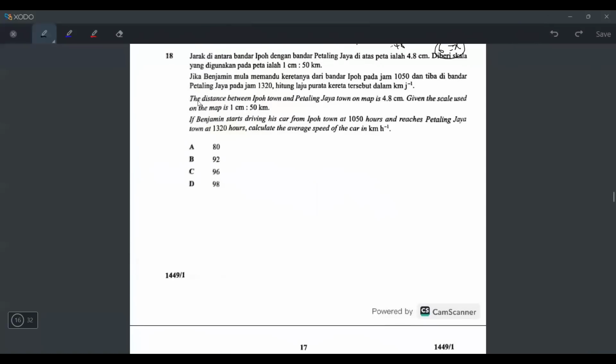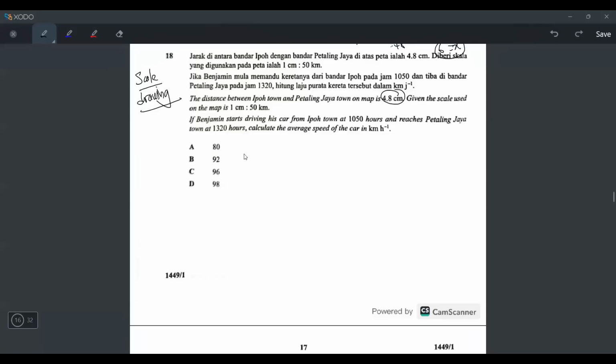Okay, number 18. The distance between Ipoh town and Petaling Jaya town on map is 4.8 cm. So this is under the Form 3 chapter. It's called scale drawings. Scale drawing. And there's a few things I need to talk about for this scale drawing.